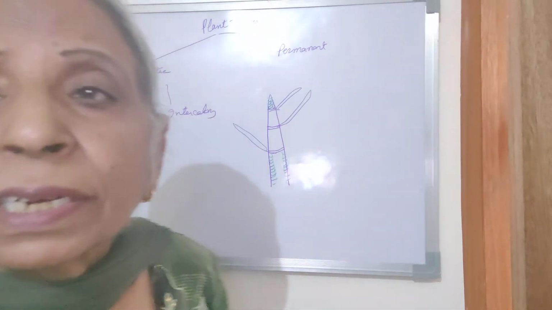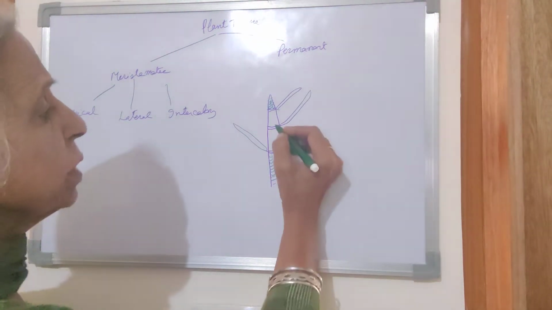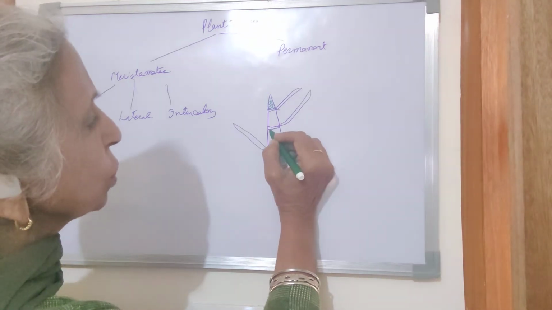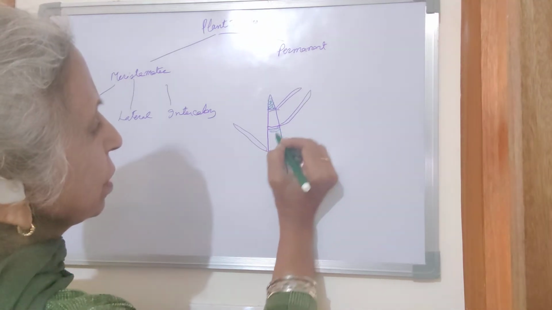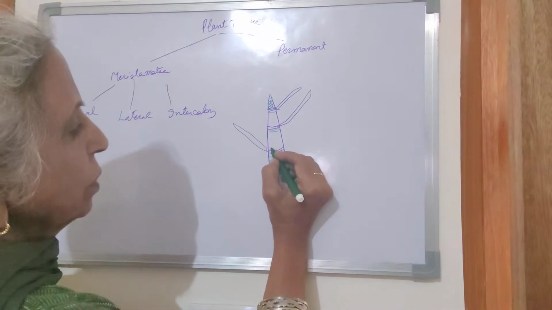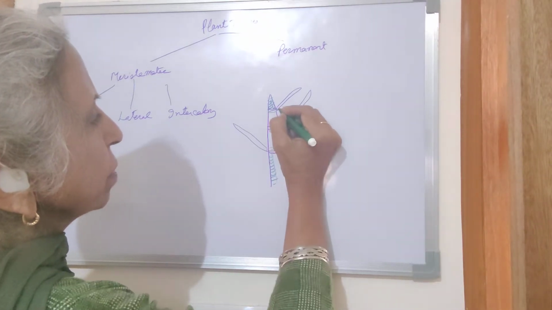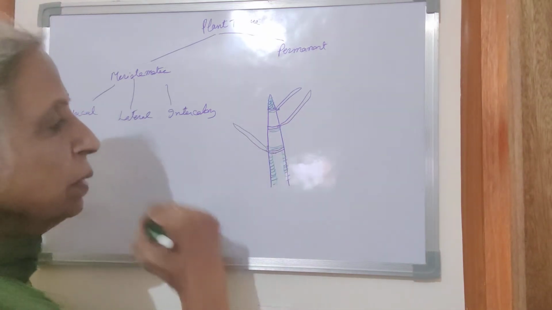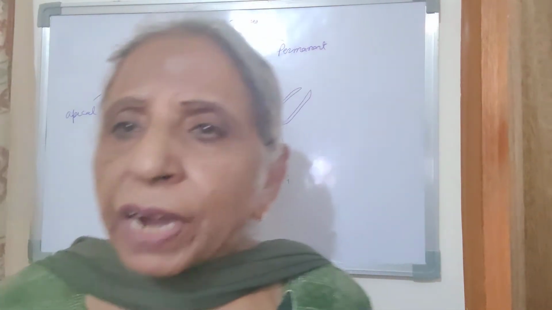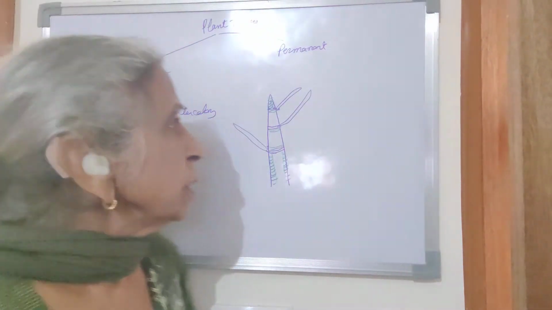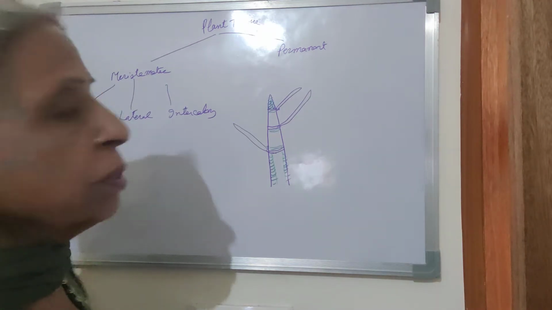Then there is intercalary meristem. Intercalary meristem is present at the base of the nodes, or at the base of the leaf stalk. These intercalary meristems divide and redivide to elongate the internodes and to elongate the stalk of the leaf. So this is all about the meristematic tissue.